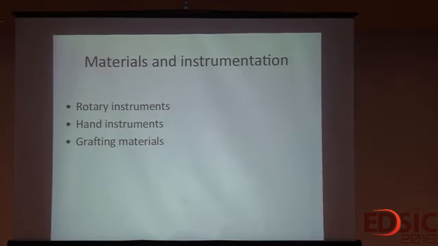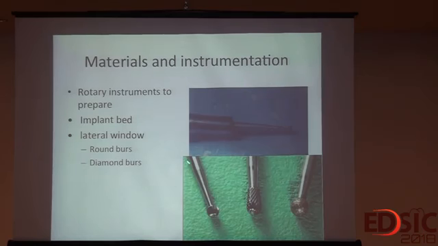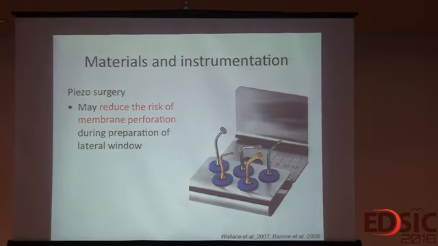And which materials and instrumentation are we using? Rotary instruments, hand instruments, and grafting materials are used. To ensure low trauma surgery, this is very important, all hand instruments should be well kept and drills should be sharp. And here, as rotary instruments to prepare the implant bed and lateral window, we are using round burs and lightning burs. Also, we are using piezoelectric surgery.